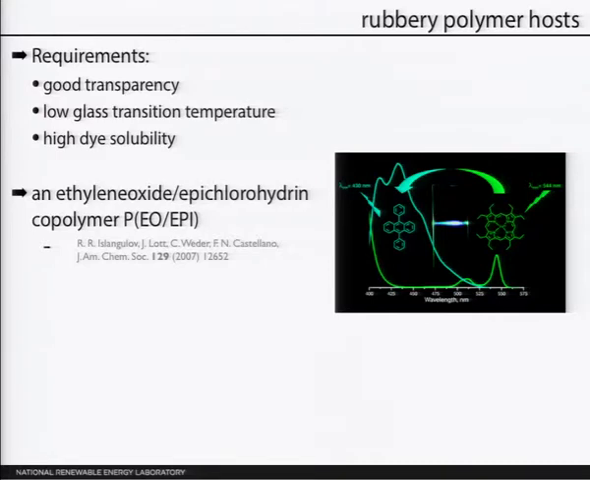But some of the requirements for these polymers is that they have a good transparency. We obviously want to get as much light into them and as much light back out. They need a low glass transition temperature and a high dye solubility. And the low glass transition temperature, we believe, essentially allows the chromophores to move around inside the material.